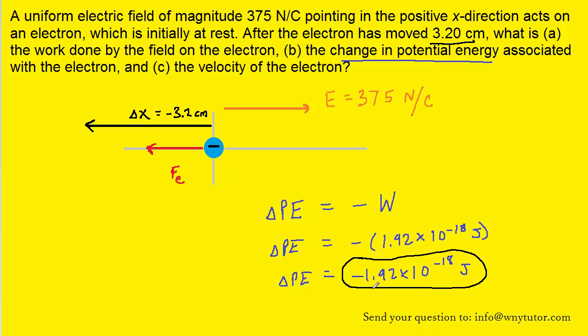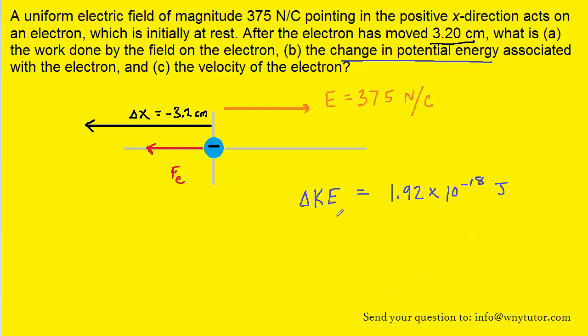Now, since energy is conserved, the fact that the electron is losing potential energy suggests that that energy is being converted into some other form. In fact, it's being converted into kinetic energy. And so that's going to be the key to solving part C of the question. What we're going to do is take the amount of energy that was lost, the 1.92 times 10 to the negative 18th joules, and we're going to set that equal to the kinetic energy, since, once again, the potential energy is being converted into kinetic energy. So let's do that. So there we have it. The change in kinetic energy is going to equal a positive 1.92 times 10 to the negative 18th joules.